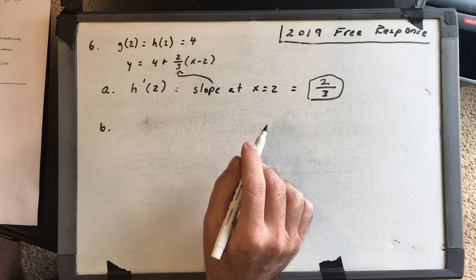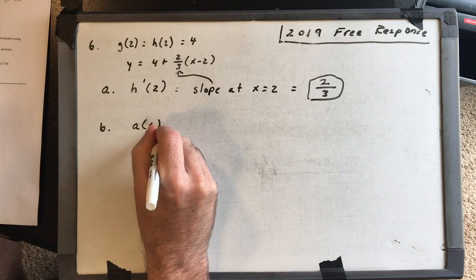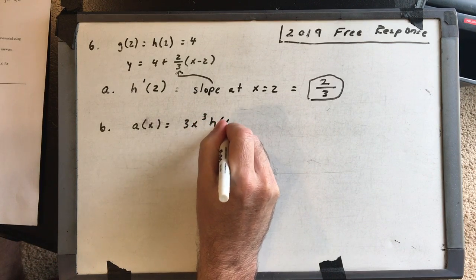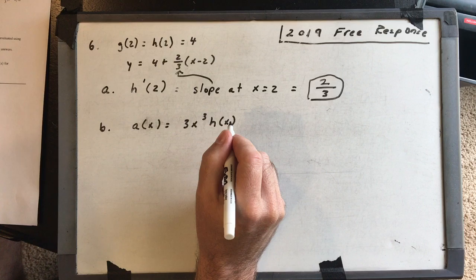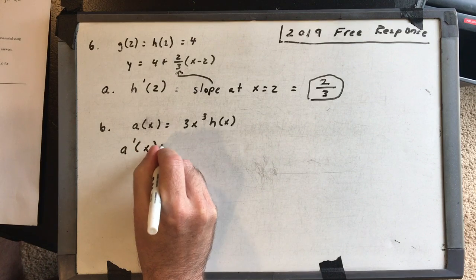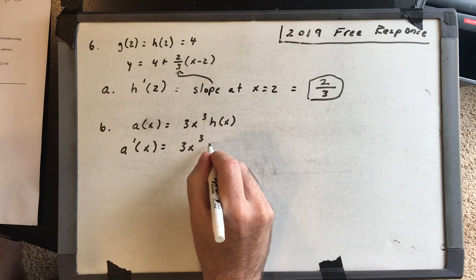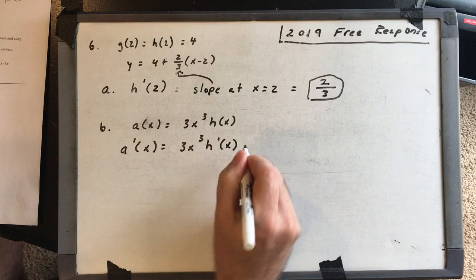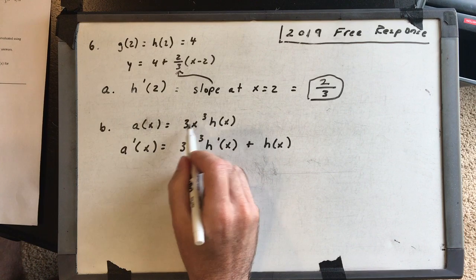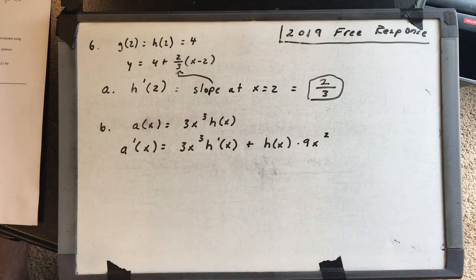Okay, part B requires a little bit of work. It says we have a of x is equal to 3x cubed times h of x. We want to find an expression for a prime of x and then find a prime of 2. So a prime of x, we're going to use the product rule. So it's the first, 3x cubed, times the derivative of the second, h prime of x, plus the second, h of x, times the derivative of the first. 3 times 3 is 9x squared. Okay, so that is our expression.